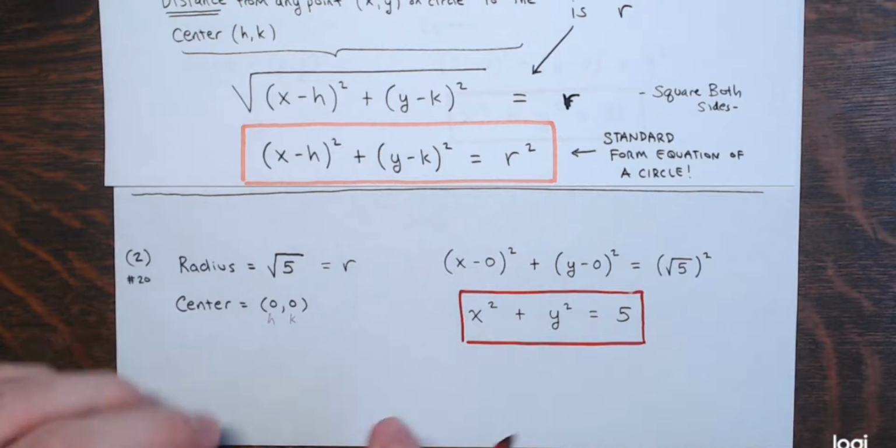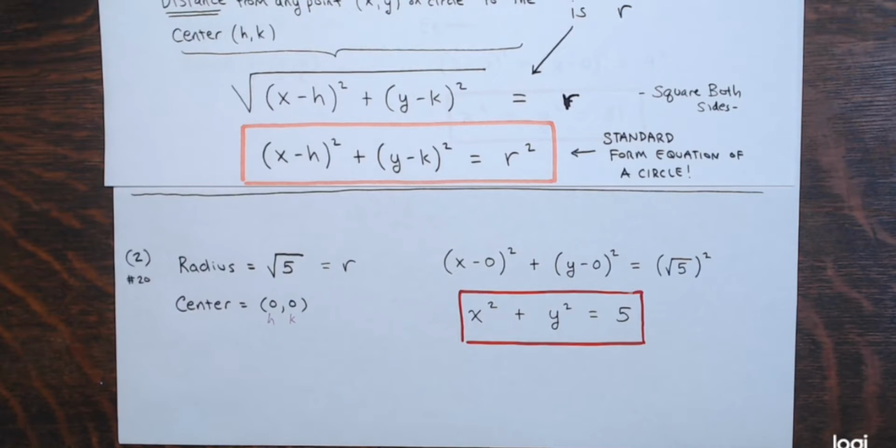All right, and again, let me just double check this. I'll put this in the Desmos calculator. See that we get a circle with a center at the origin and a radius of the square root of 5, which is a little more than 2. Right?